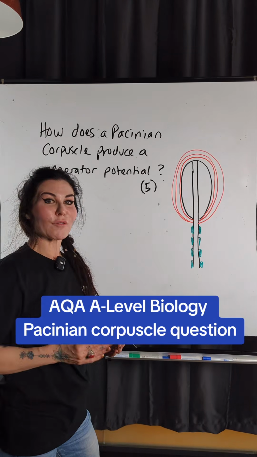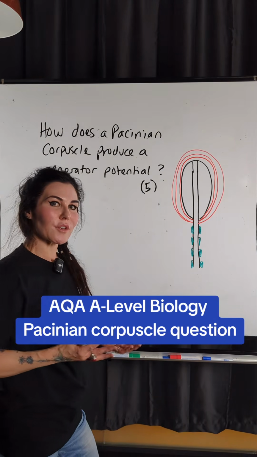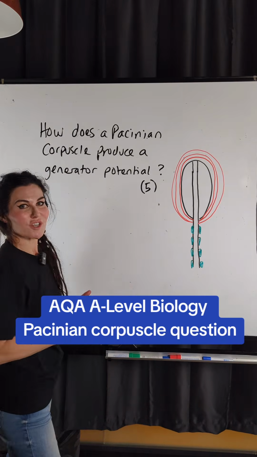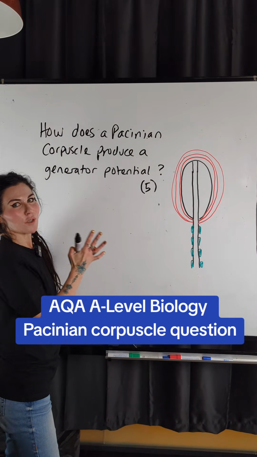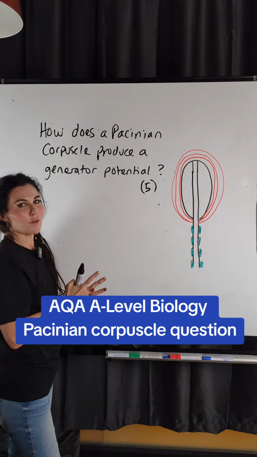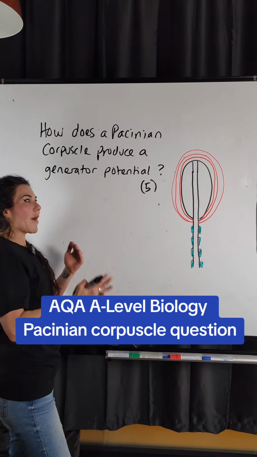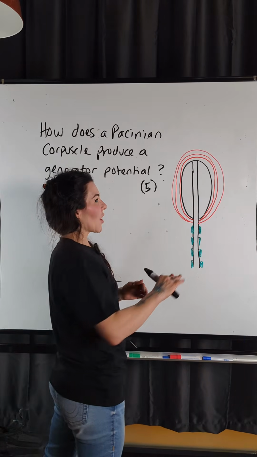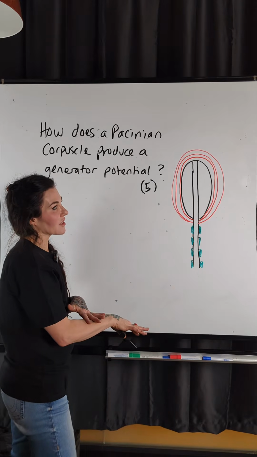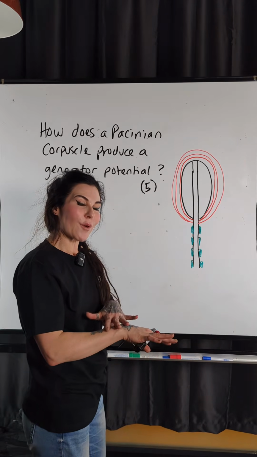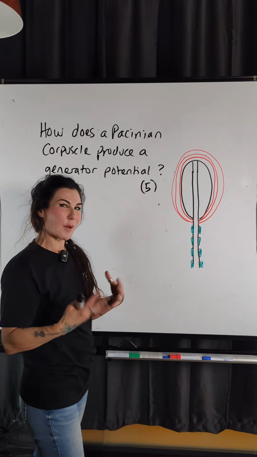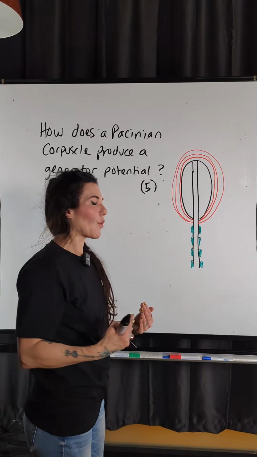Here we have an A-level biology question, part of the nervous system topic. The question is, how does a Pacinian corpuscle produce a generator potential? Bit of background. Pacinian corpuscles are mechanoreceptors found in our skin, and they detect changes in pressure, so it enables you to detect, for example, touch. But how does it actually work?